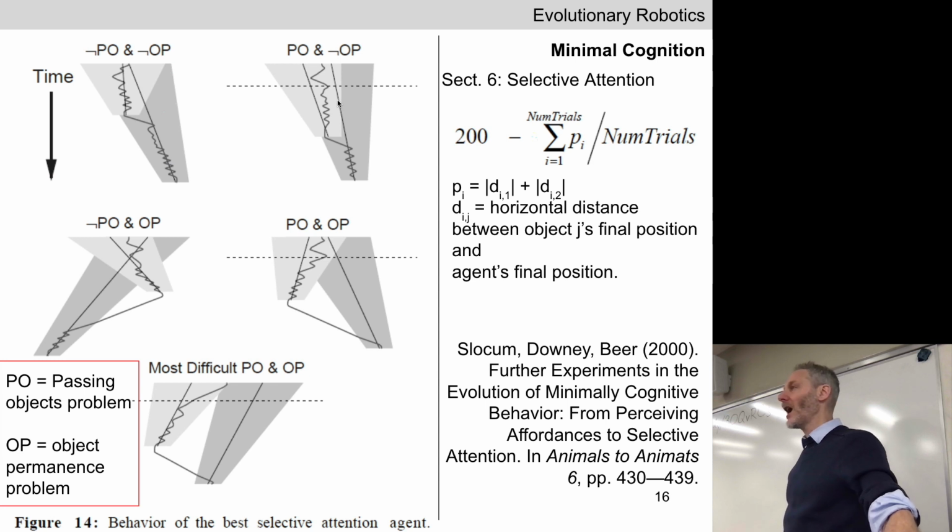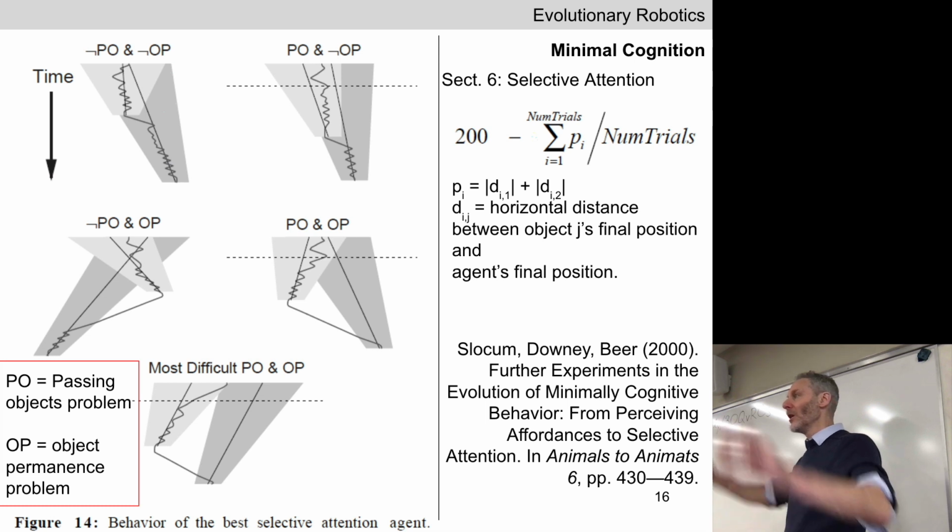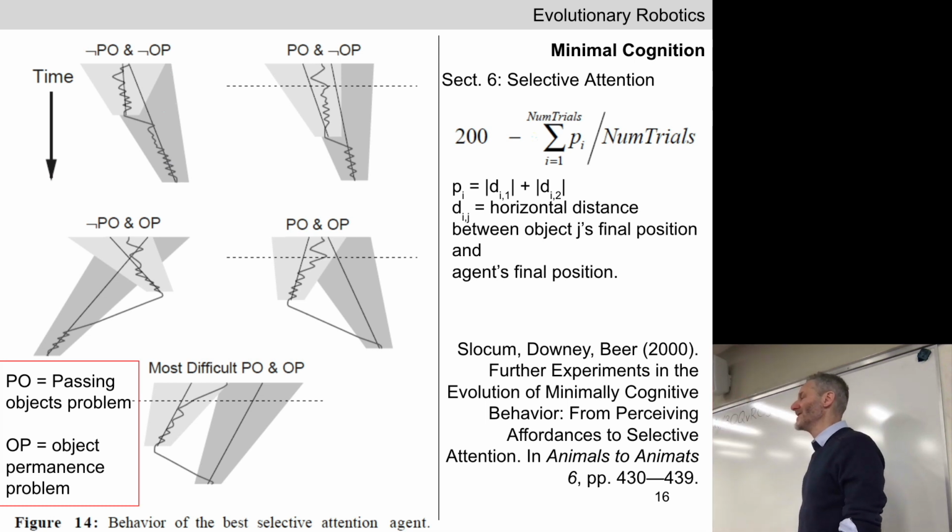Let's make things a little bit more difficult. I'm going to take the same evolved CTRNN, play it back in a different environment in which now we're going to expose it to one of the two subproblems. We're going to drop these two objects at a different angle and velocity so that now the CTRNN is going to be challenged to solve the passing objects problem, but still doesn't need to worry about the object permanence problem.